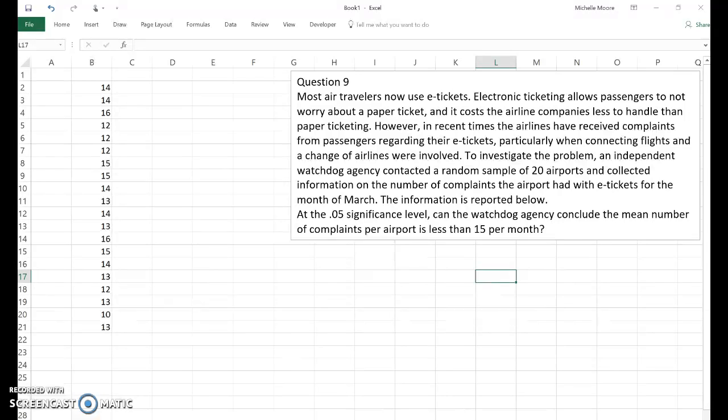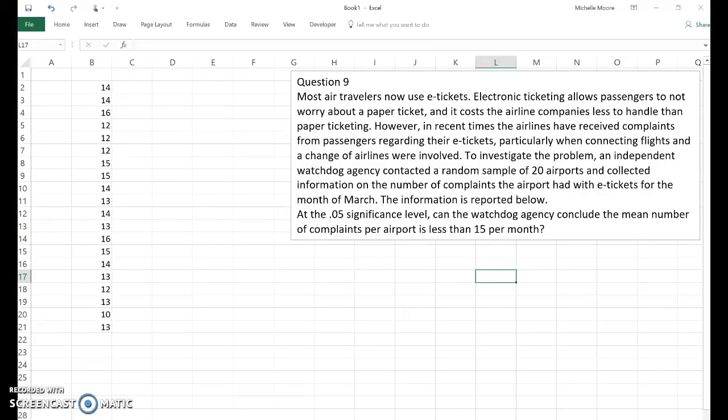To investigate the problem, an independent watchdog agency contacted a random sample of 20 airports and collected information on the number of complaints the airport had with e-tickets for the month of March. The information is reported below, or in our case to the side. At the 0.05 significance level, can the watchdog agency conclude the mean number of complaints per airport is less than 15 per month? So in this question, unlike some of our others, we have the raw data.